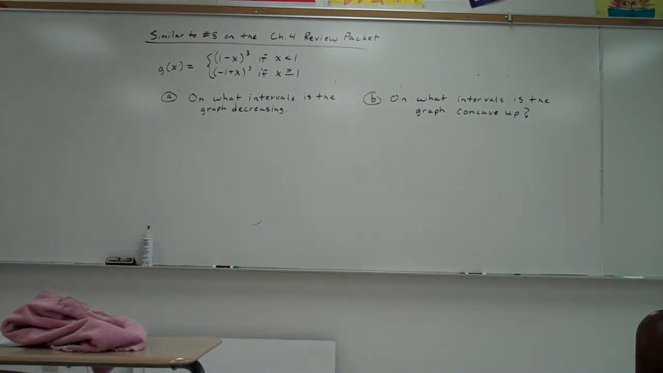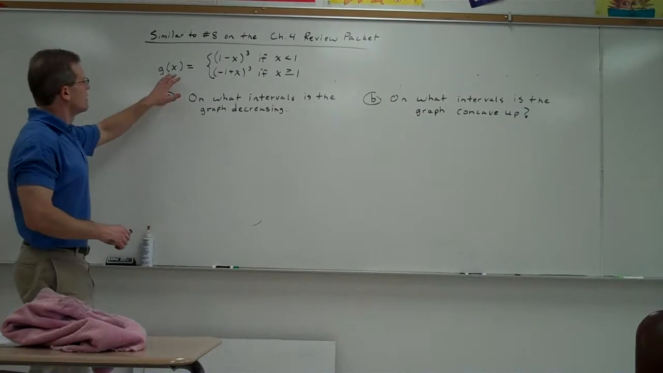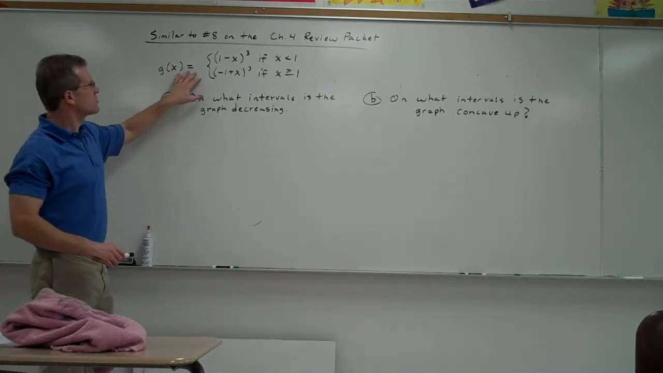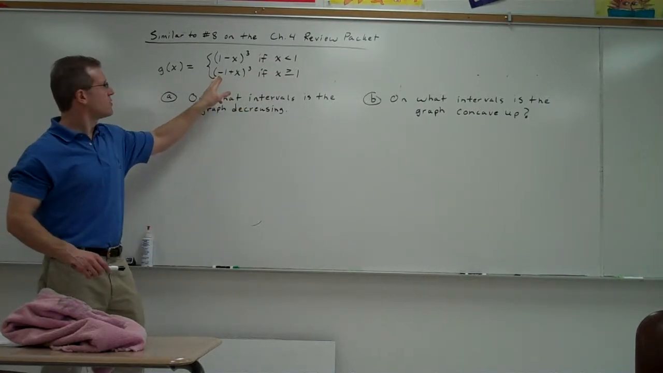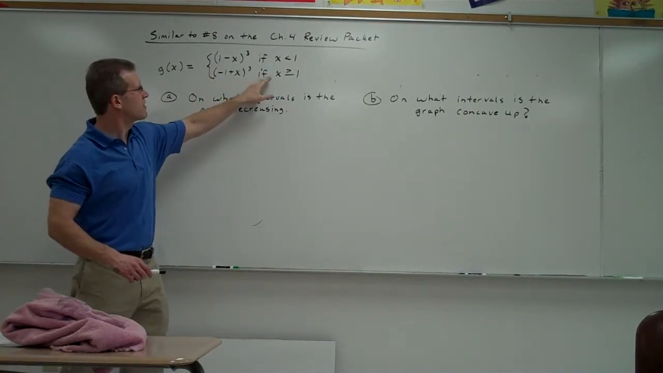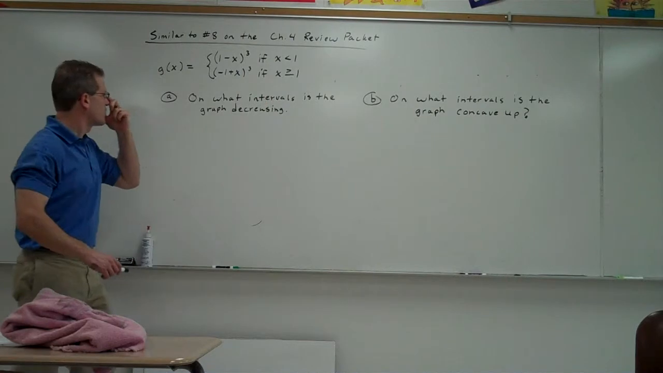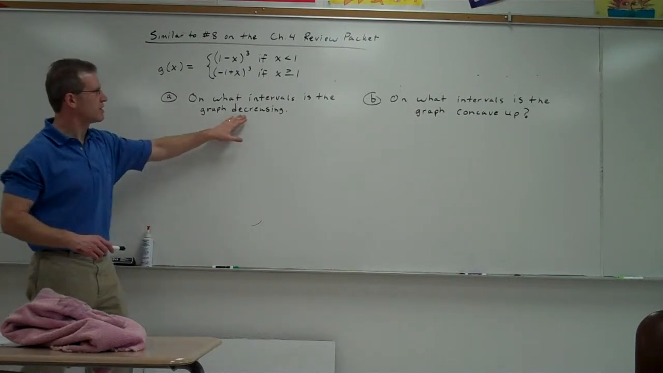All right, this problem is similar to number 8 on the chapter 4 review packet. Piecewise function here, g of x equals quantity 1 minus x, cubed, if x is less than 1, and negative 1 plus x, quantity cubed, if x is greater than or equal to 1. Part A, at what intervals is the graph decreasing?